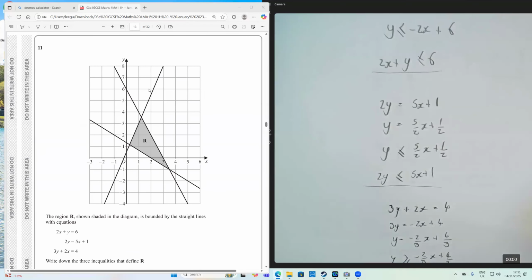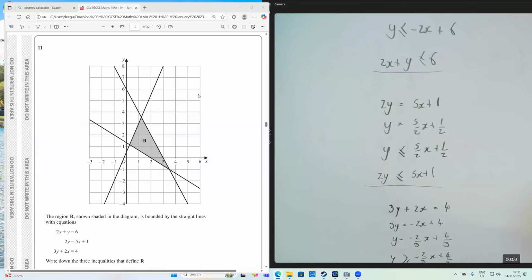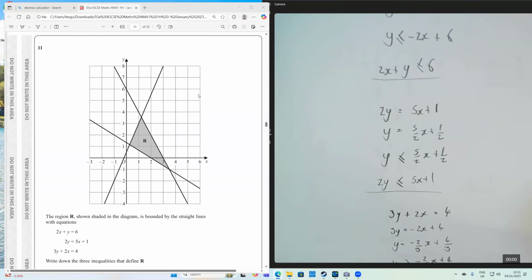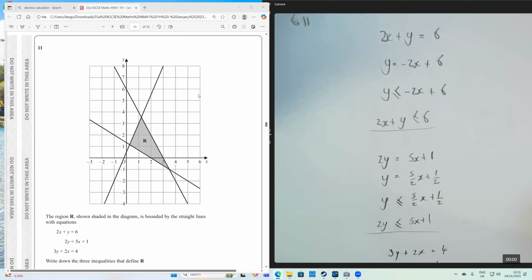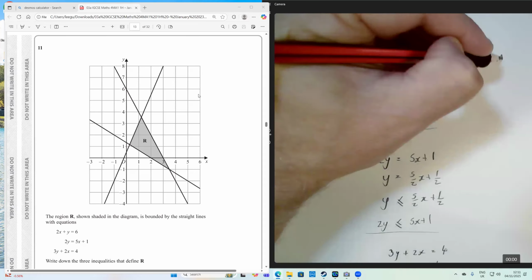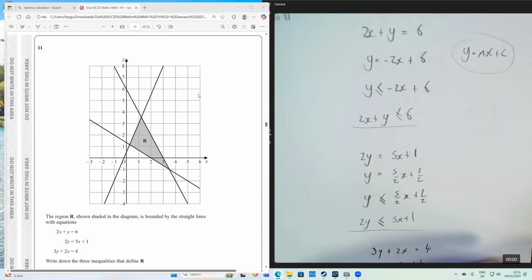Now, this one, question 11, I thought was a little bit tricky, okay? So it says the region R is shown shaded in the diagram and is bounded by all of those various straight lines. Write down the three inequalities that define R. And what I think is tricky about this one as well is it's only worth 3 marks. So the way that helped me to understand this one was to rewrite all of the equations that were given in the question in the form y equals mx plus c, just so we could see what was going on with them. So let me show you what I mean.